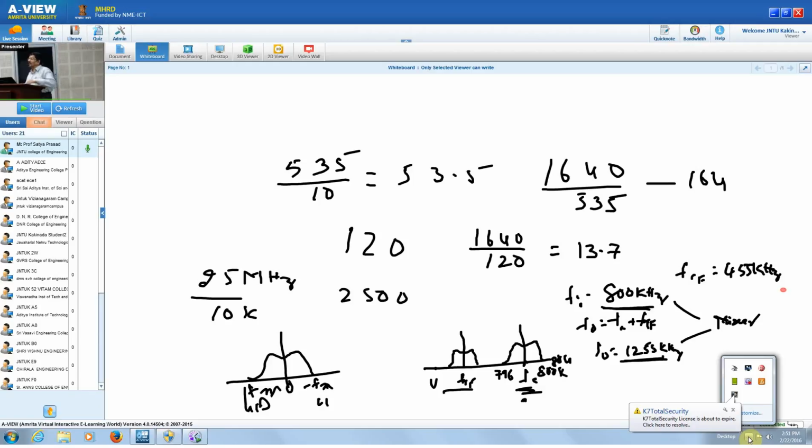have been given as the inputs to your mixer. Inputs you are giving to your non-linear device, which is going to have a non-linear operation, a square law or much higher order also. Therefore, what will be the output of your mixer? Your 800 kilohertz, your 1250 kilohertz.